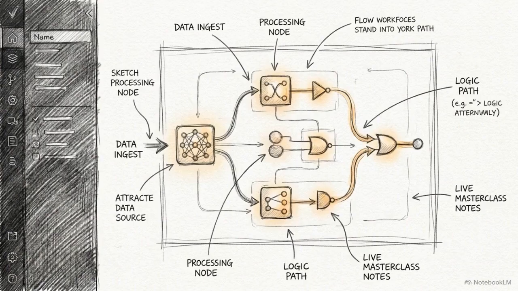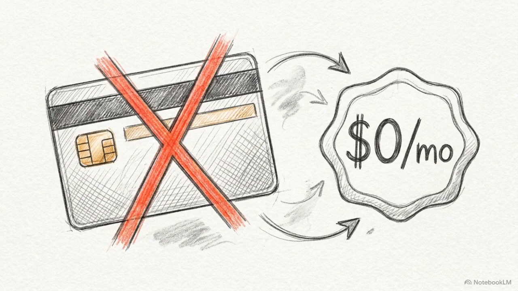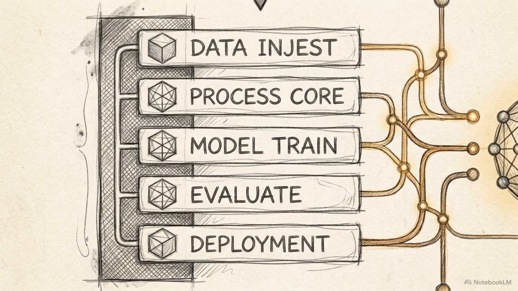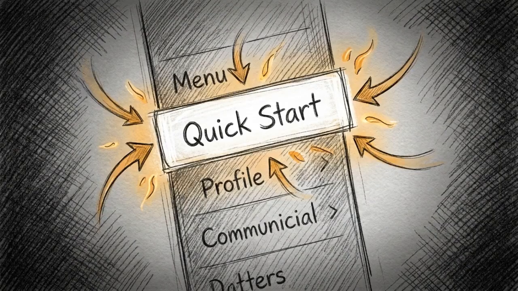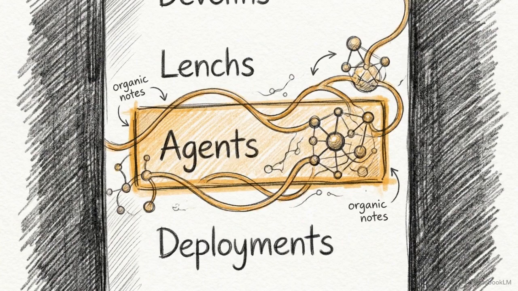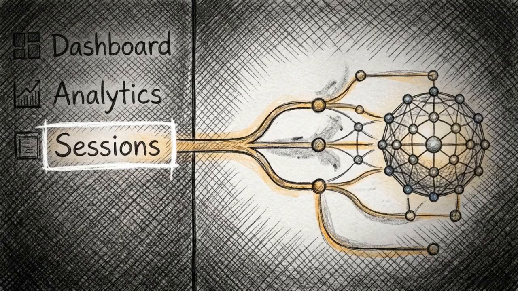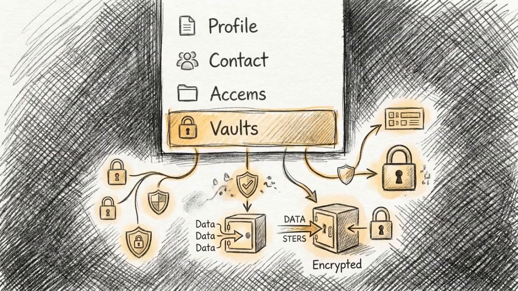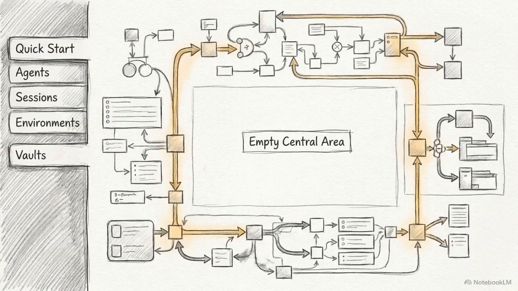Our command center for this setup is the Anthropic console. You do not need a monthly subscription to use it, just standard API credits to cover the specific actions the agent takes. The interface is split into 5 functional areas: Quick Start to describe your goals, Agents to manage your workforce, Sessions to review their work, Environments to set boundaries, and Vaults to store your passwords. Navigating these 5 tabs allows you to direct an automated, secure digital workforce.